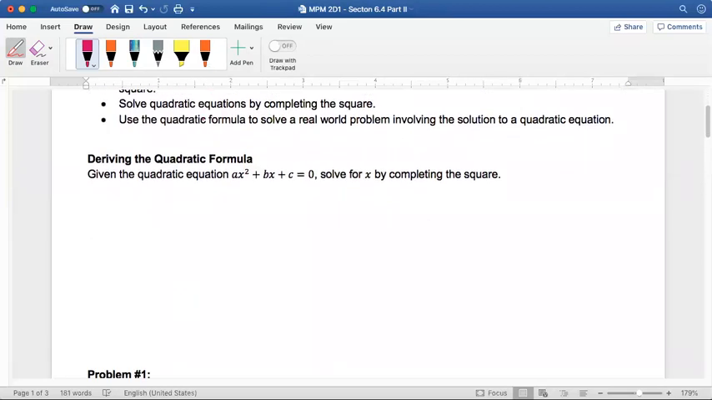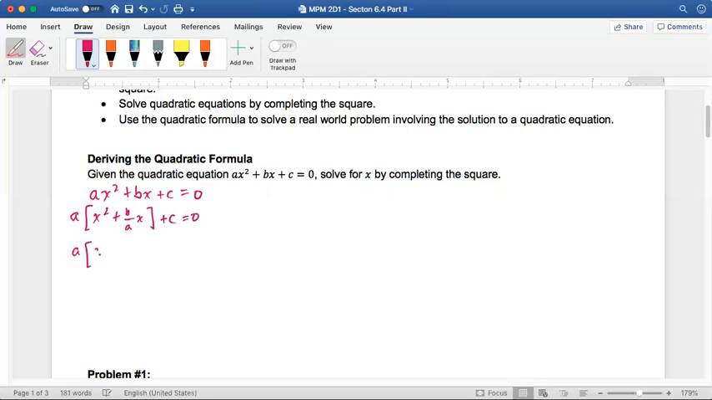The derivation of the quadratic formula follows using the process of completing the square. So here goes. We'll start with ax squared plus bx plus c equals 0. The only difference from when we last completed the square is that we now have an equation, but the process is exactly the same. We'll start by factoring a out of the quadratic and the linear term. This becomes a times x squared plus b over a times x, plus c equals 0.